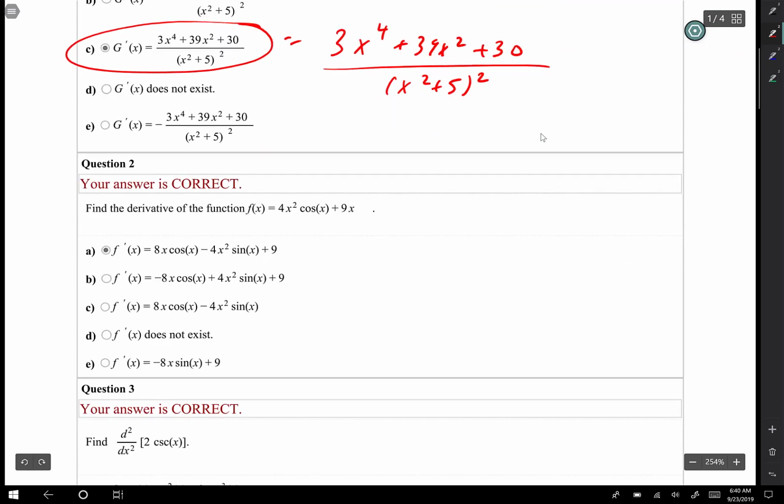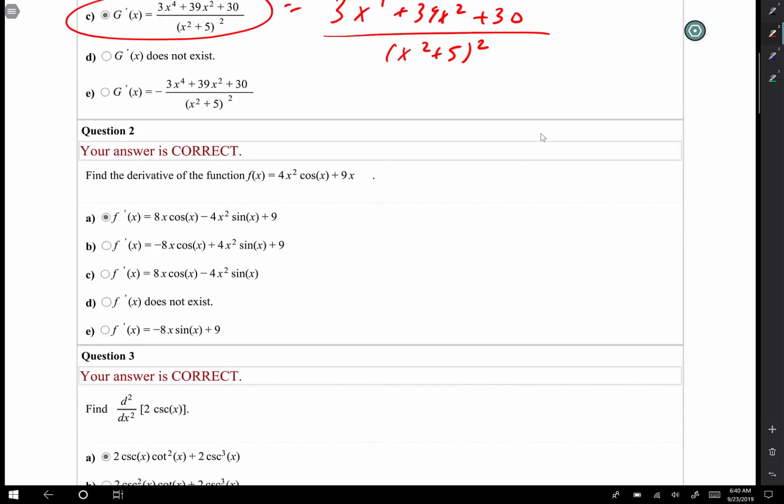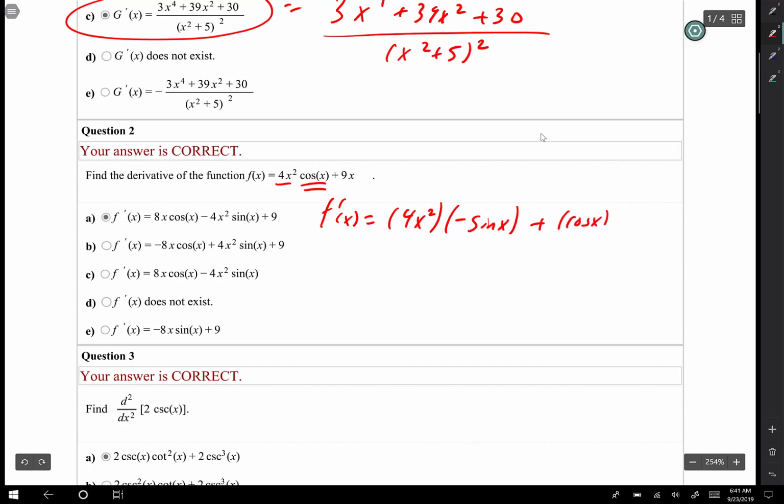Let's keep going. Find the derivative of the function. We're going to have to use the product rule for these two, and then just the regular power rule here. So f prime of x: first times the derivative of the second, negative sine x, plus second, cosine x, times the derivative of the first, 8x plus 9. So let's rearrange it: negative 4x squared sine x plus 8x cosine x plus 9. And there it is right there.